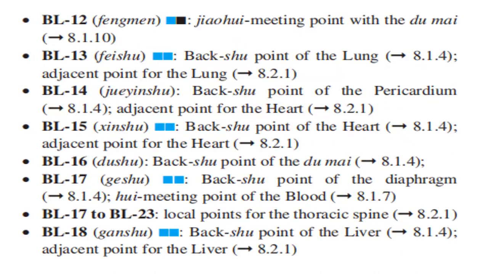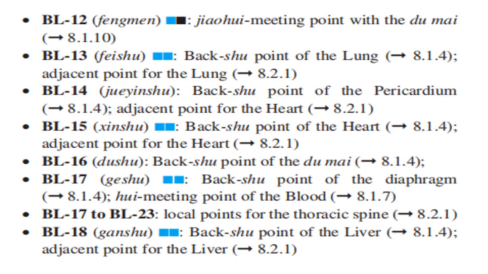Bladder 12, Yao Wei meeting point with Du Mai. Bladder 13, Back-Shu point of the lung, adjacent point for the lungs. Bladder 14 is the Back-Shu point of the pericardium, adjacent point for the heart. Bladder 15 is the Back-Shu point of the heart, adjacent point for the heart. Bladder 16 is the Back-Shu point of Du Mai. Bladder 17, the Back-Shu point of the diaphragm, influential meeting point of the blood.